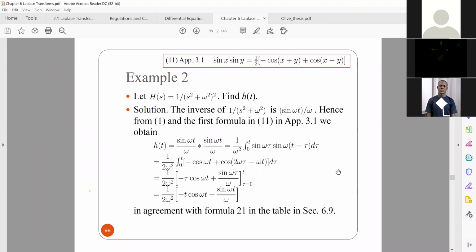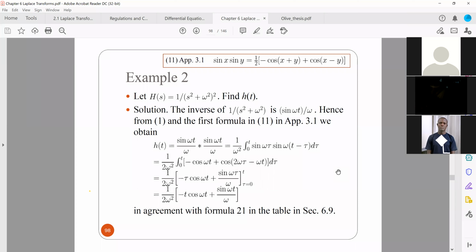Here's another example. You have a given H(s) and you're told to find h(t). By inspection, this is 1 over s squared plus omega squared times 1 over s squared plus omega squared, which we know is sine omega t over omega. So how do we find h(t)? We're going to get the convolution of these two, so it's going to be the integral of sine omega tau, sine omega (t minus tau) d tau.